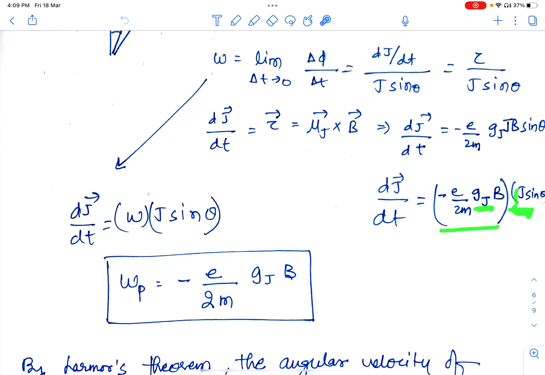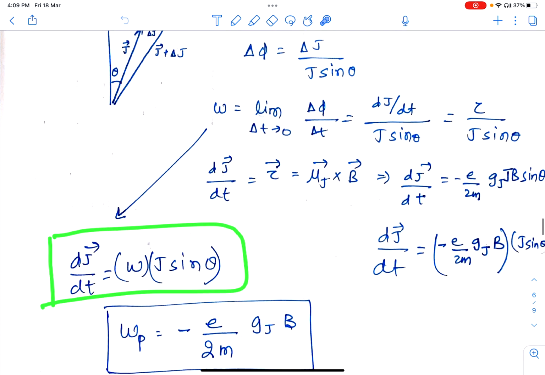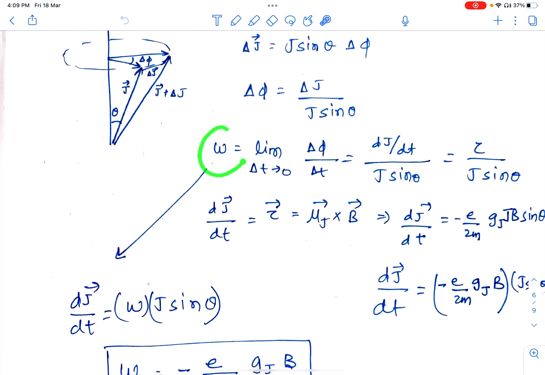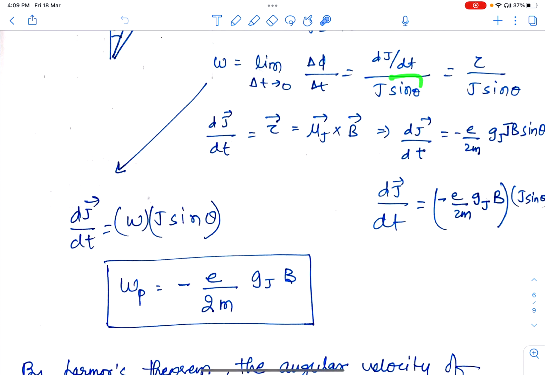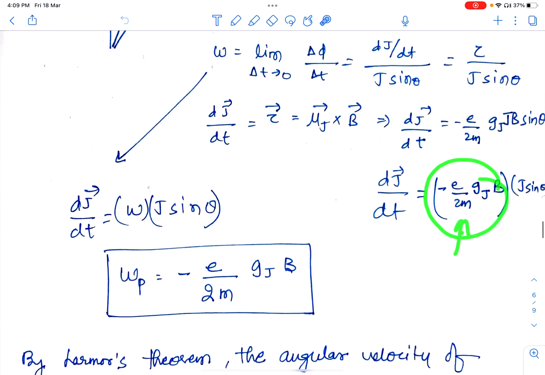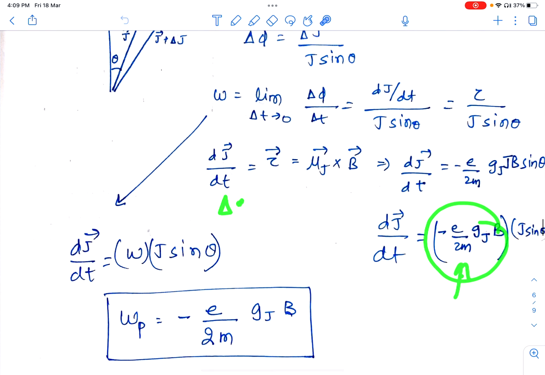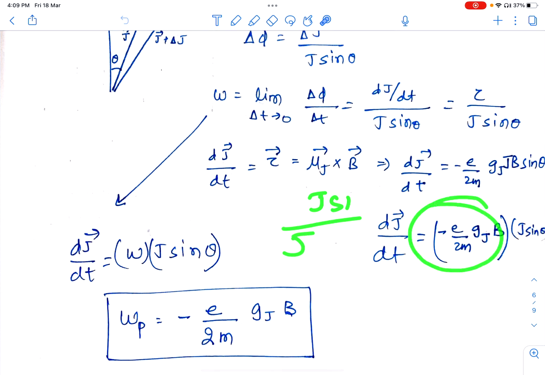We have replaced this. So omega times j sine theta is equal to dj by dt. Here we are putting this value. When you put this value, g_j sine theta will vanish because it is in the denominator. Now omega p will be this value. You are getting it, right? Suppose delta phi is equal to dj by j sine theta, with minus e by 2m g_j J B sine theta, divided by j sine theta. So only this value will remain.